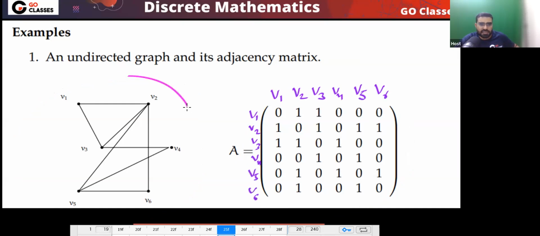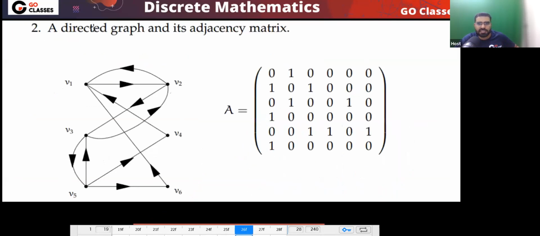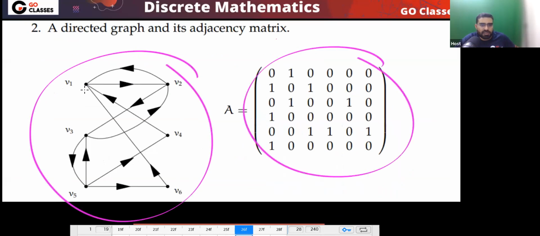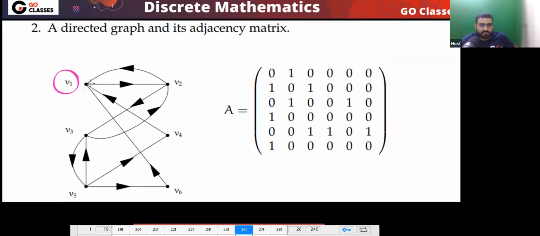You can easily see this is an undirected graph, and for this the adjacency matrix will be this. You can easily check. Similarly, for this directed graph, this will be the adjacency matrix. From V1, there is only one outgoing edge, from V1 to V2, so there is one there. All the remaining entries are zero. So this is the concept of the adjacency matrix.